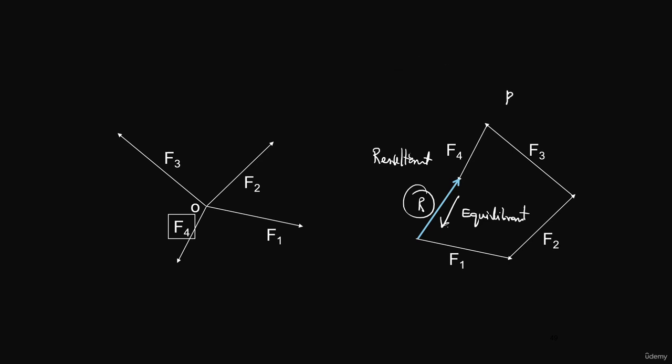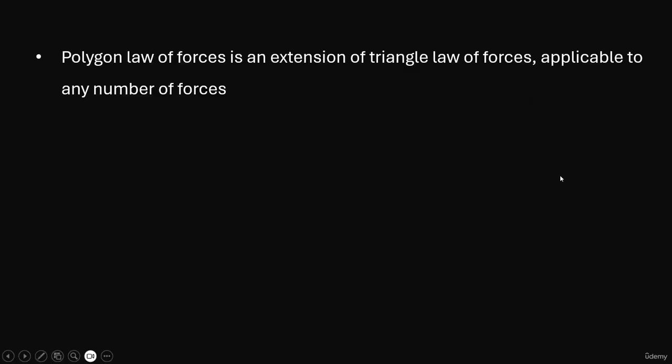That is, R bar is equal to the summation of F bar, that is F1 bar plus F2 bar plus F3 bar plus F4 bar. So earlier in the triangle law of vectors, we were dealing with only 2 forces and the resultant was formed by the third side. But here it's a polygon. A polygon can have more than 3 sides. It could be 4, 5, 6, 7 or 8. So the polygon law of forces is an extension of the triangle law of forces, and it is applicable to any number of forces.